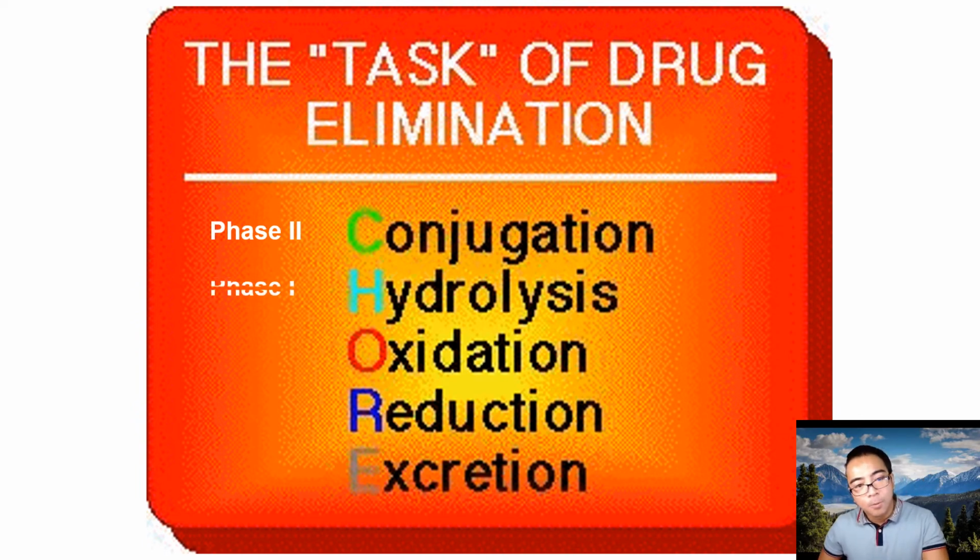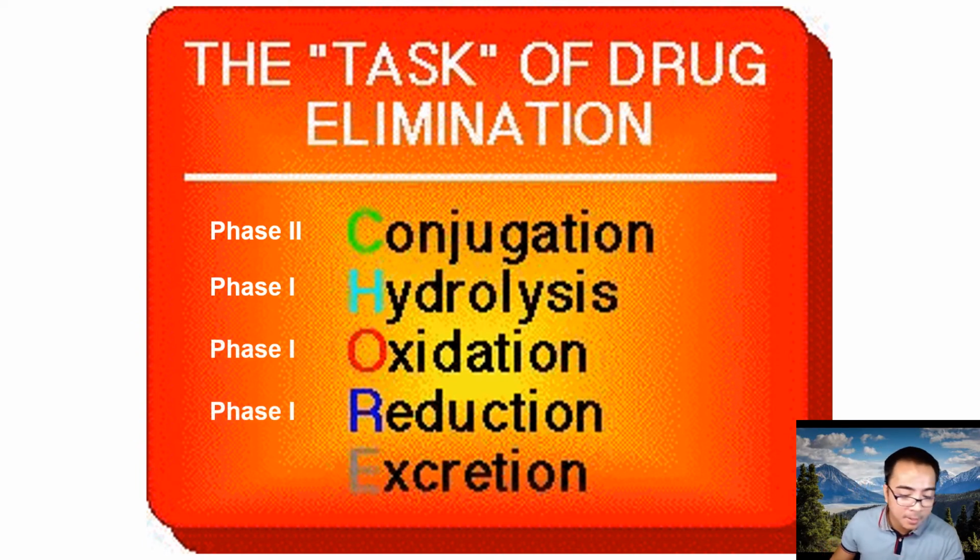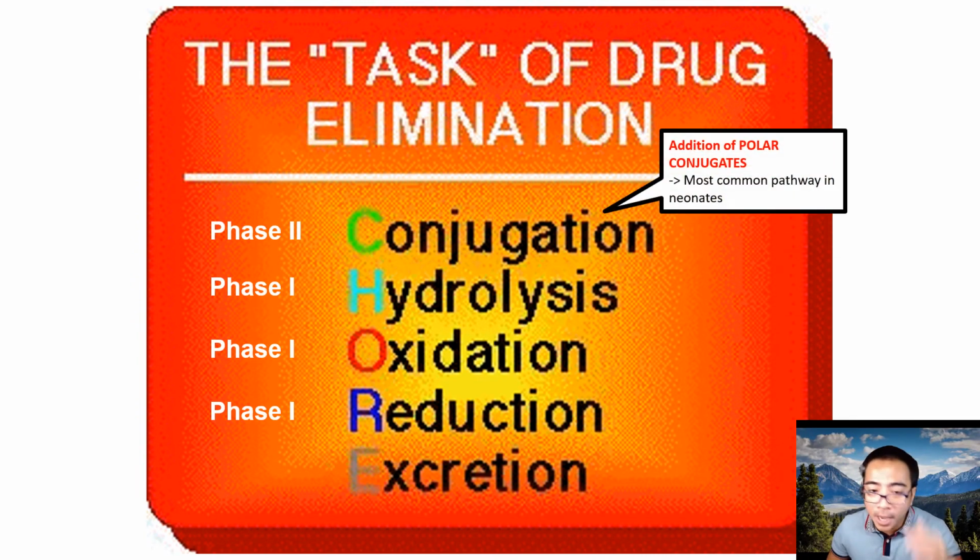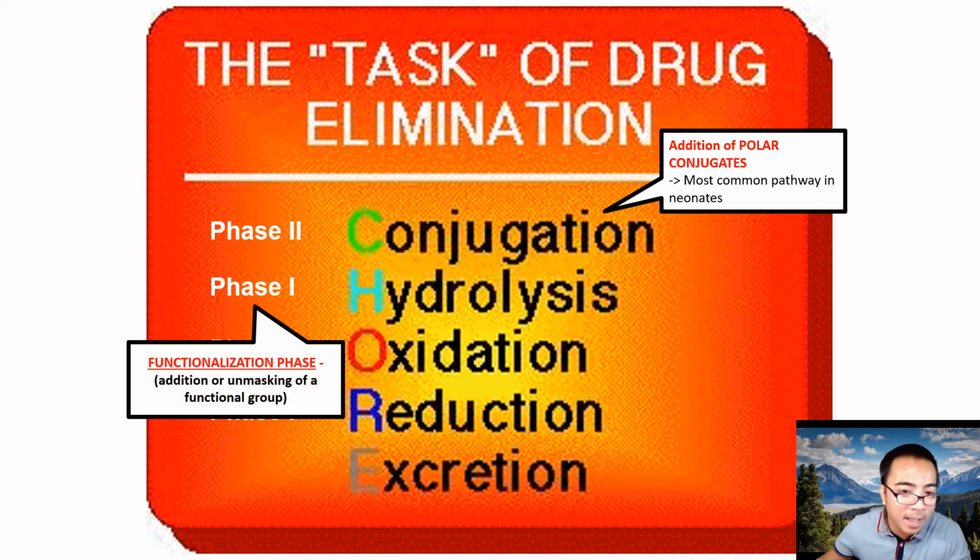While for phase 1 reactions, we have hydrolysis, oxidation, reduction. This is either the unmasking of the hydroxyl groups, making the molecule more polar, and then ready for excretion. Conjugation simply adds polar conjugates. It's the most common pathway utilized by neonates. While hydrolysis, or phase 1 reactions, is called the functionalization phase, so it's either addition or unmasking of functional groups, making them more water soluble.